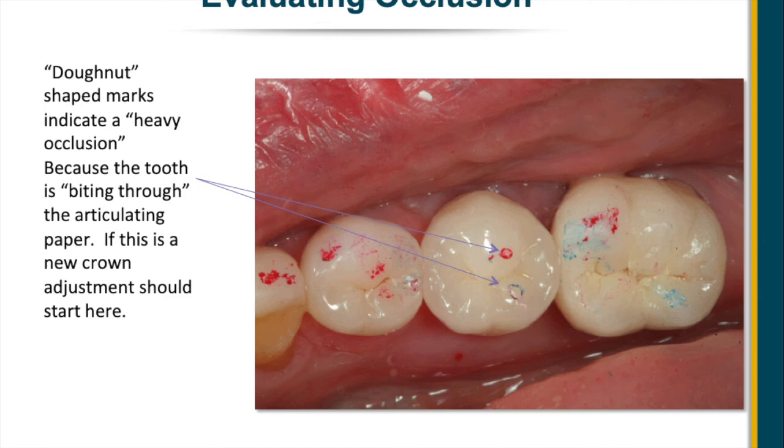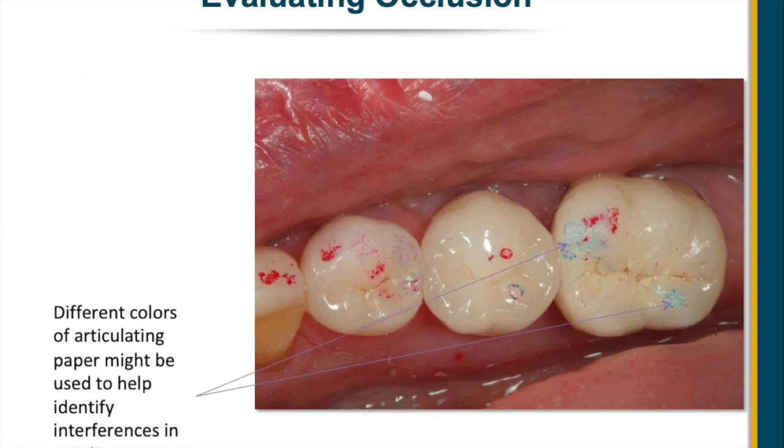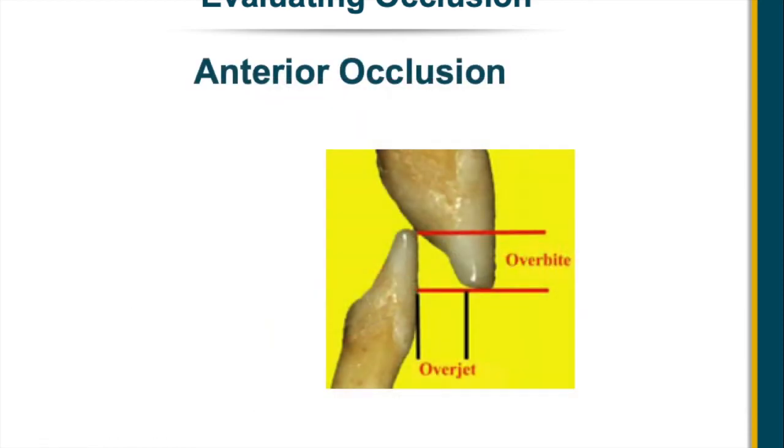So again, a donut-shaped mark indicates a heavy occlusion because the tooth is biting all the way through the articulating paper. So this is a new crown. I would make these adjustments here. And the different color of articulating paper might be used to help identify interferences when the patient is grinding.